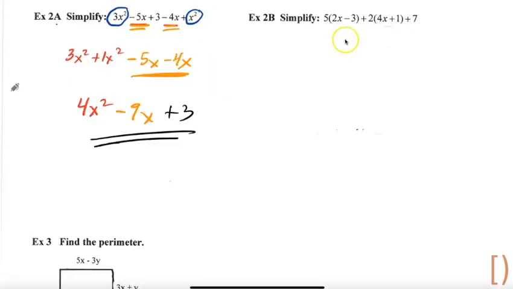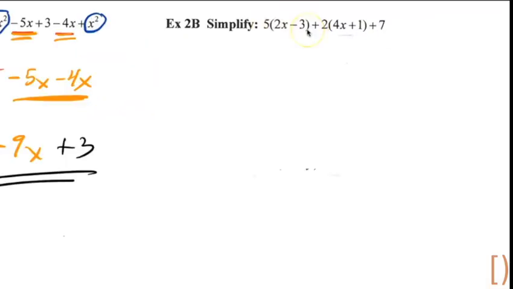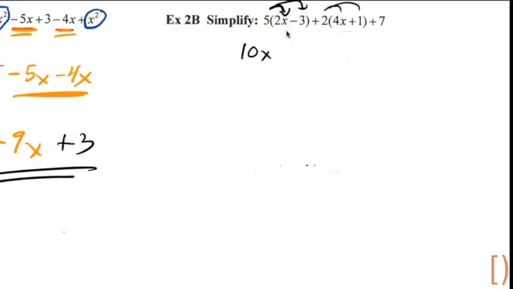Okay, next one. Before we could add up like terms, we have to distribute. So this 5 is outside this parentheses. So we have to distribute this 5 into both of these things. When we distribute, we multiply. So 5 times 2x is 10x. 5 times -3 is -15. Over here, 2 times 4x is 8x. 2 times 1 is 2. And then there's a plus 7 on the outside.